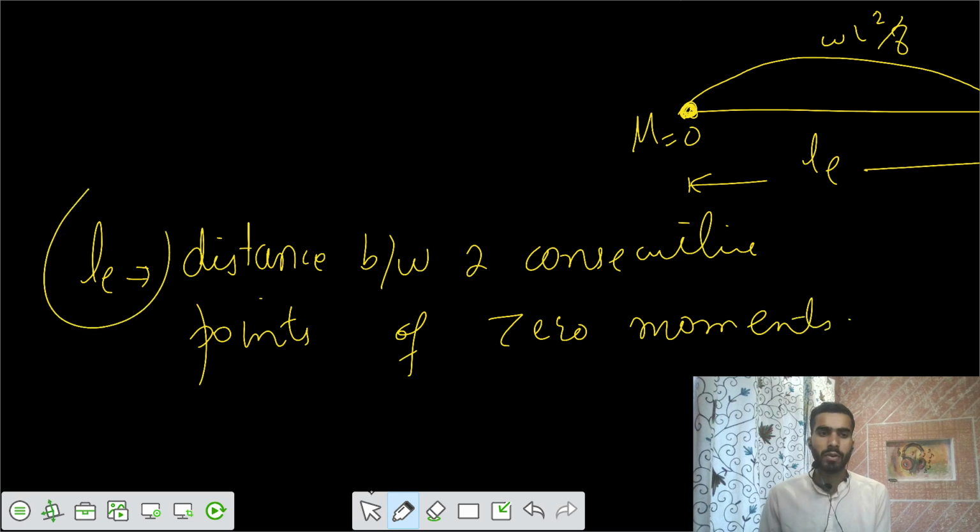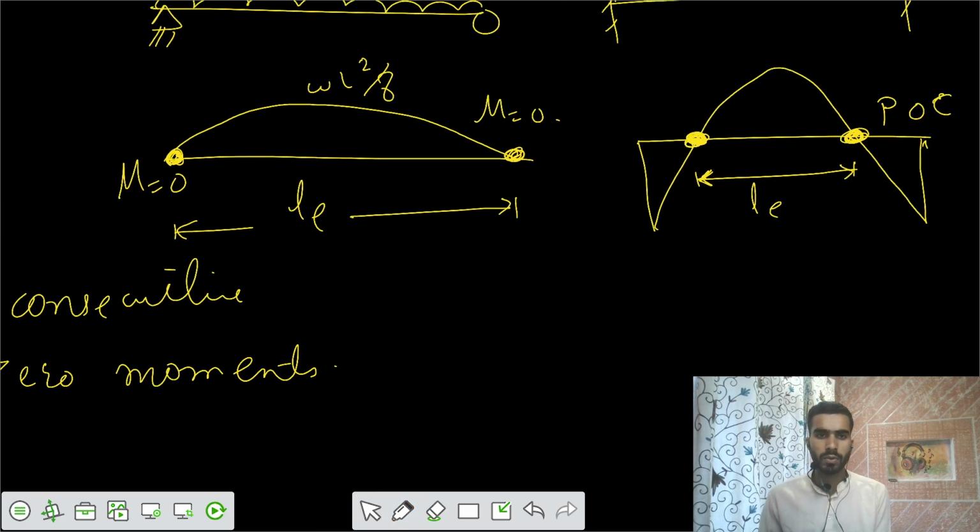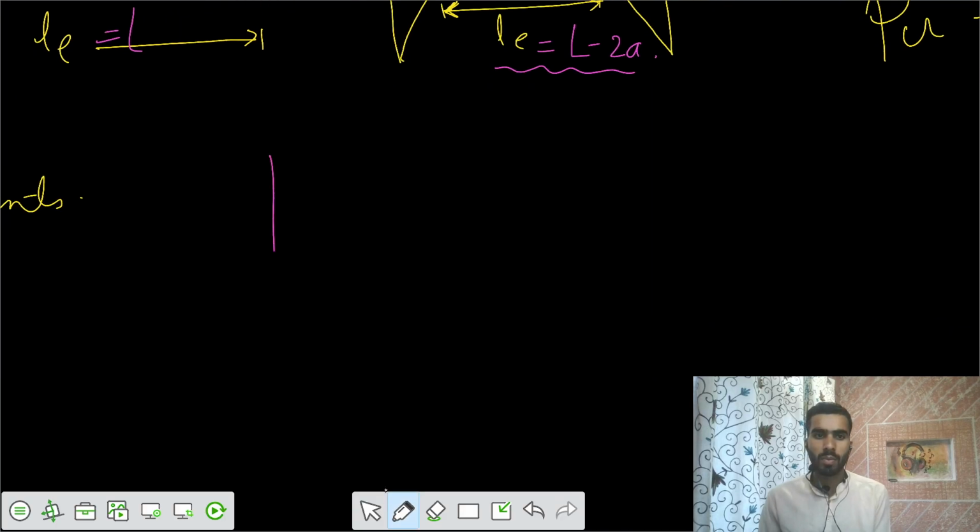So that we have effective length. For this case, we say that effective length equals L, and for this case, there is some less length. So there is some length of A, there is some length of also A. We said there is some length L minus 2A. So effective length is L minus 2A. And you take that example of propped cantilever.